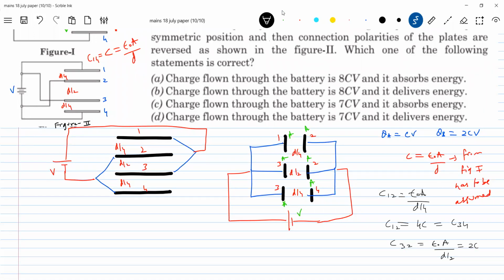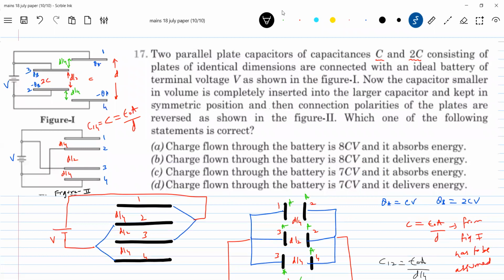Now calculate the charge. Earlier you know the charge. What was the charge? QA plus QB. Now you have to compare the charge and take the difference. The difference in charge is what? It will flow here. So which plates do you have to take? 1, 3 only. What was the charge on plates 1, 3? Now you have to compare.